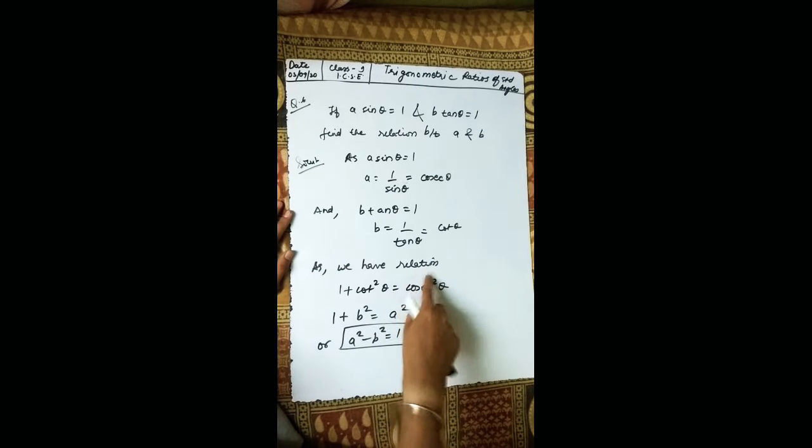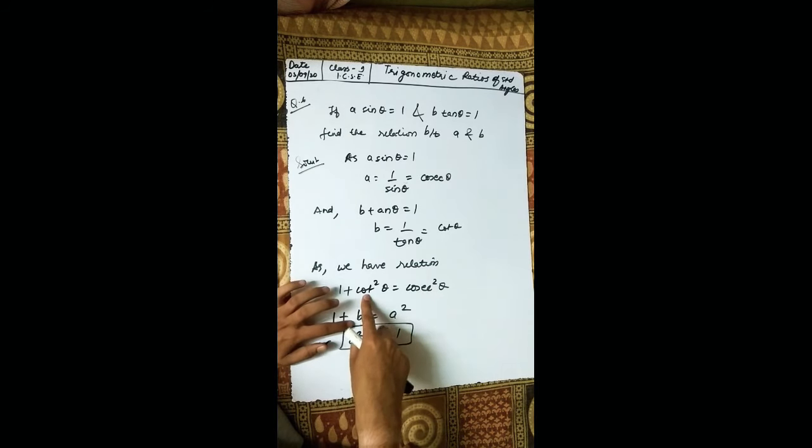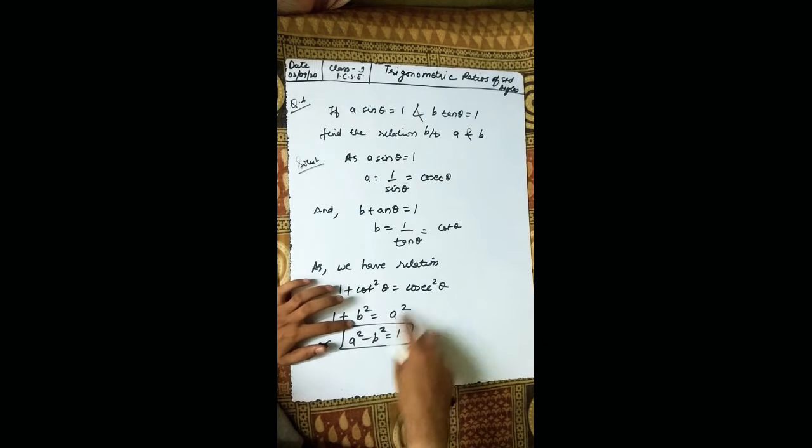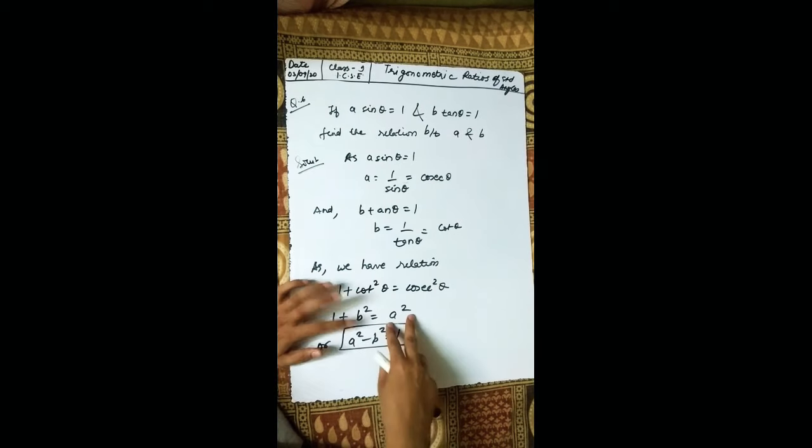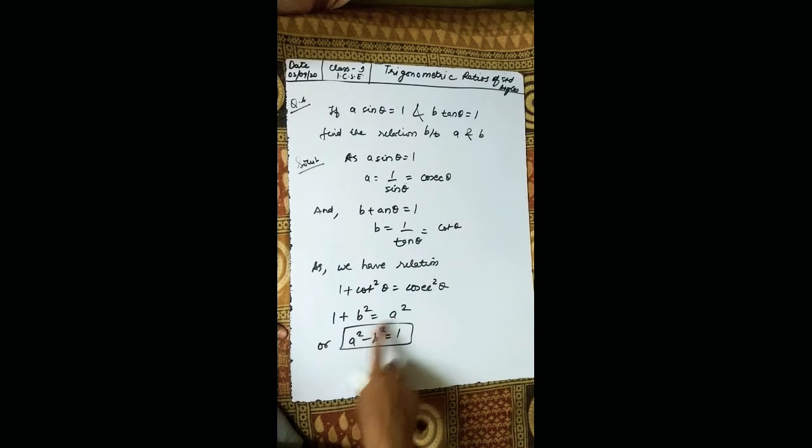As we have the relation 1 plus cot square theta is equal to cosec square theta. So, 1 plus cot square is what? B square. So, 1 plus B square equals cosec square. Cosec is what? A. So 1 plus B square equals A square. Take B square to that side. So, A square minus B square is equal to 1. That is how we will do it.